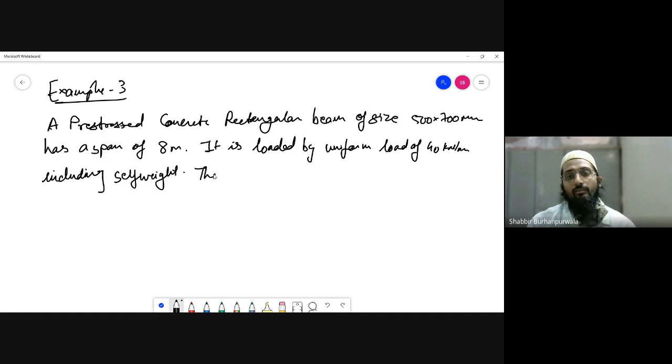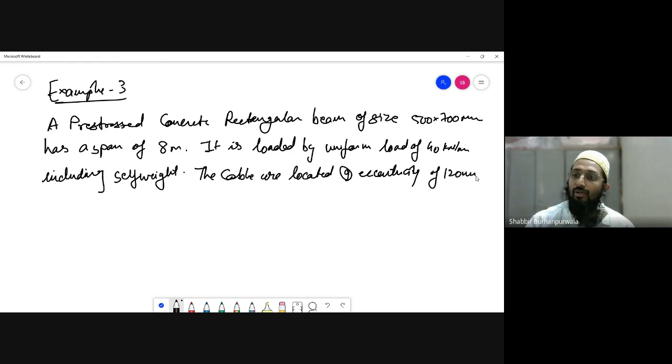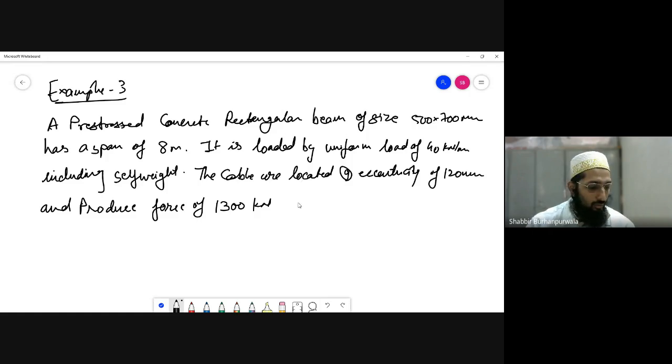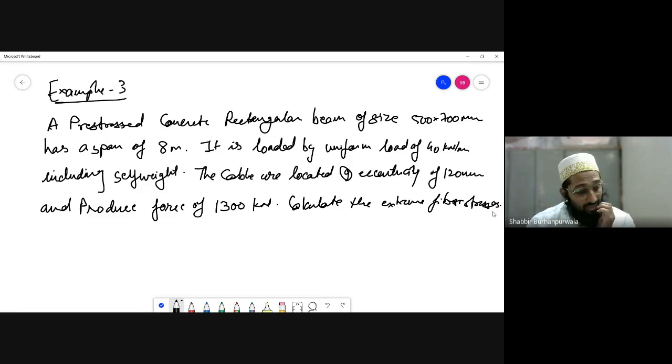The cable is located at an eccentricity of 120 mm and produces a force of 1300 kilonewton. Calculate the extreme fiber stresses.